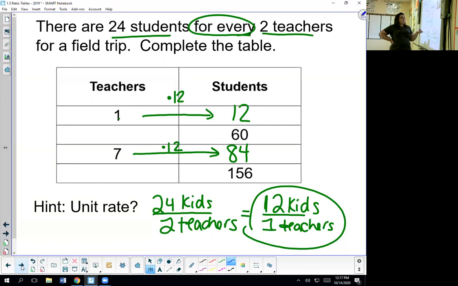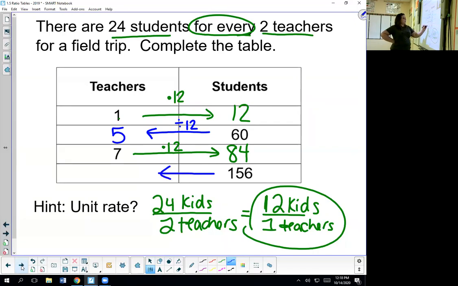Okay. Now, what if we have 60 kids that need to go on the field trip? How many teachers do we need? Well, we got to do the inverse. So I'm going to take 60 and do the opposite, or you can think about what times 12 would give me 60. Either way, it doesn't matter. If I take 60 and divide it into 12 pieces, I need 5 teachers to go on the field trip.